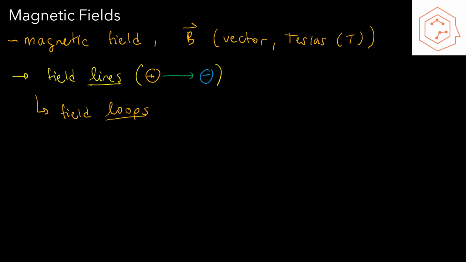And the direction of these loops goes from a north pole all the way to a south pole, and then back from the south pole to the north pole inside the magnet. So this is on the outside and this is inside. So if you imagine a bar magnet, we have a north pole and we have a south pole.